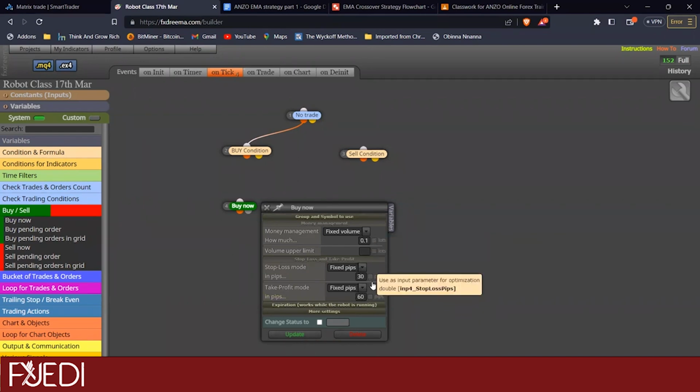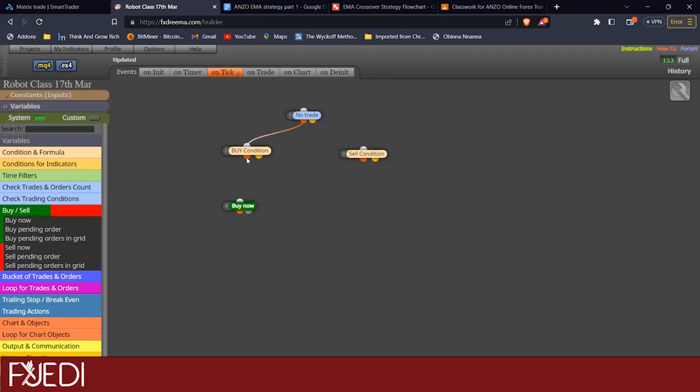Let's check this too, so maybe we can modify it later. And then once we're done, we click on updates, right? And then just drag from the bottom here to this one. And then what we've just done is we've completed the buy leg, right? So if there are no trades, it will check for the buy condition. If the buy condition is met, it will buy.